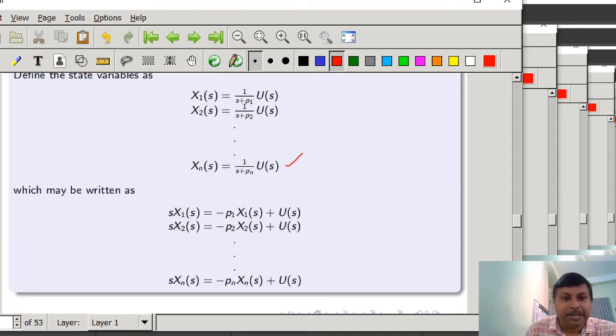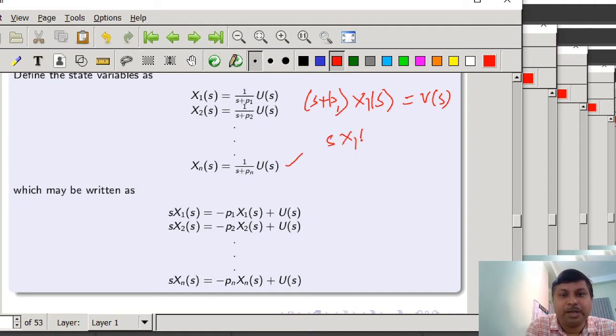Now if we cross multiply, we will get the state equations in the Laplace domain. How are we getting this? You just have to cross multiply, that is s plus p1 into x1 of s is equal to u of s. So from here we can write s into x1 of s is equal to minus p1 x1 of s plus u of s. Similarly, s into x2 of s is equal to minus p2 into x2 of s plus u of s.